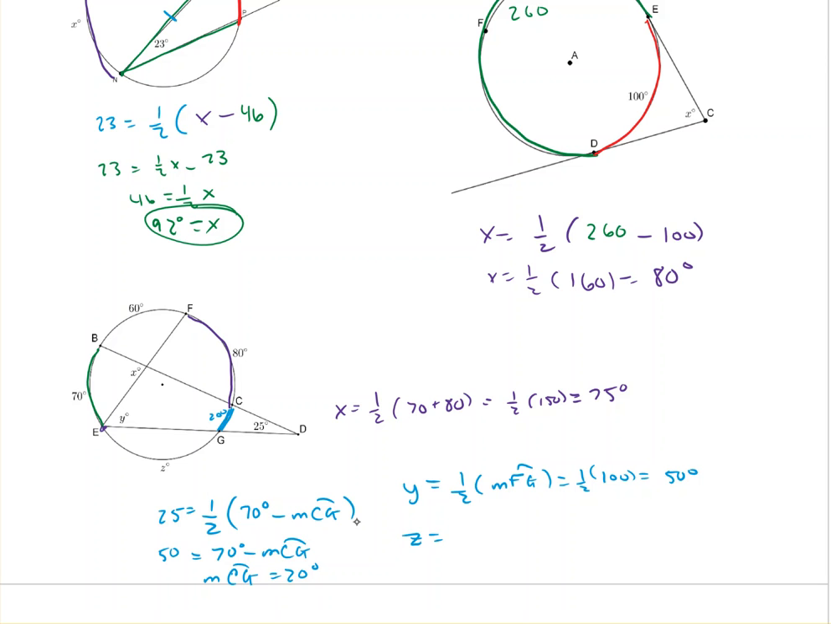And then lastly, z. Well, for z, we're going to use the fact that all these add up to 360. So we do 360 minus 70 minus 60 minus 100. And that looks like it's going to be 360 minus 160 is 200, minus 70 is 130.